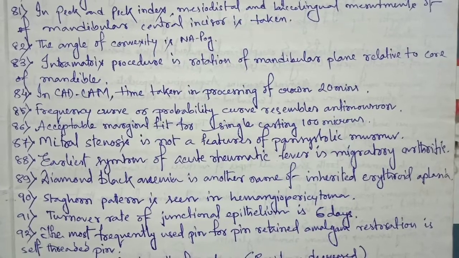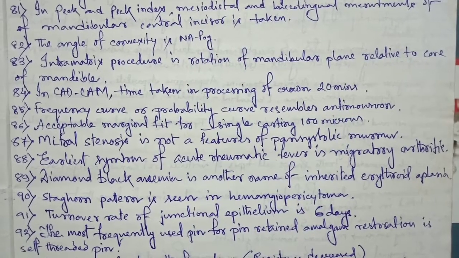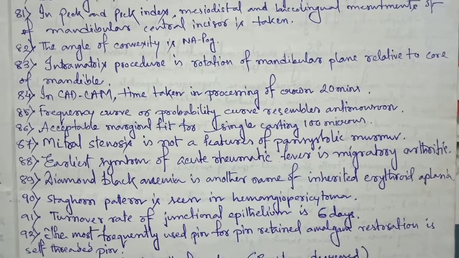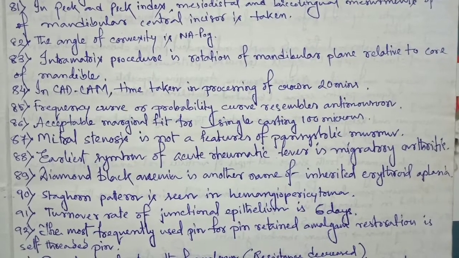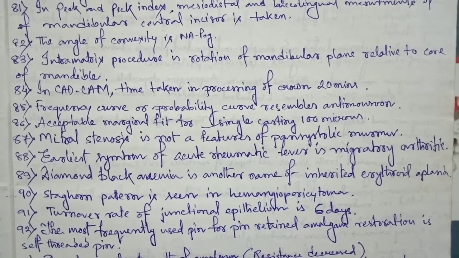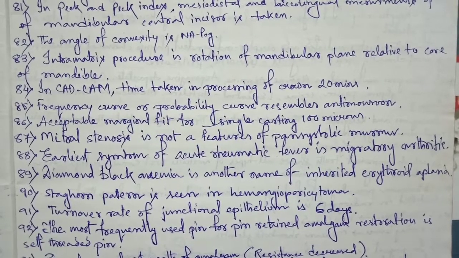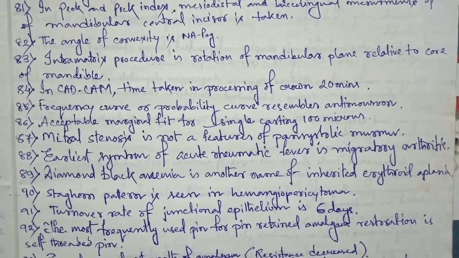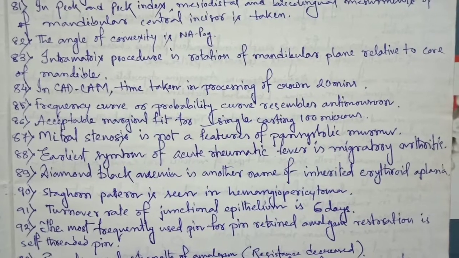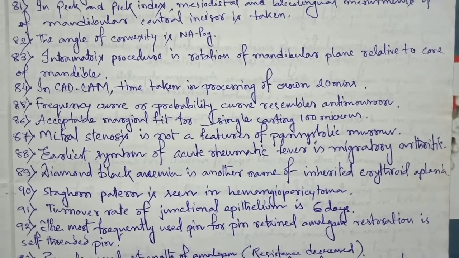Mitral stenosis is not a feature of pansystolic murmur. The earliest symptom of acute rheumatic fever is migratory arthritis. Diamond-Blackfan anemia is another name for inherited erythroid aplasia.